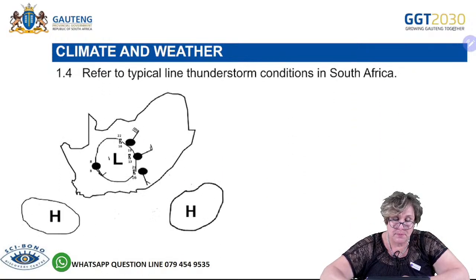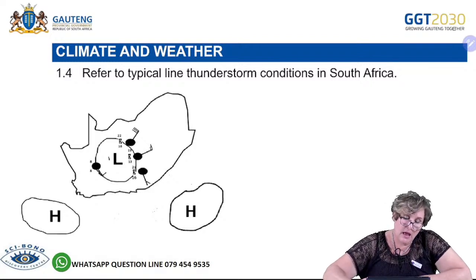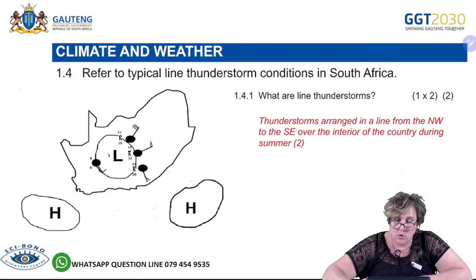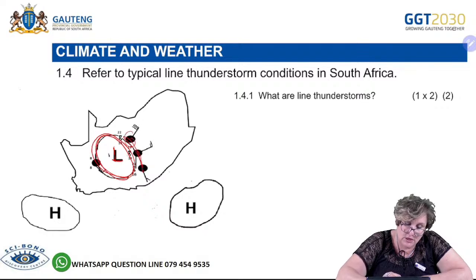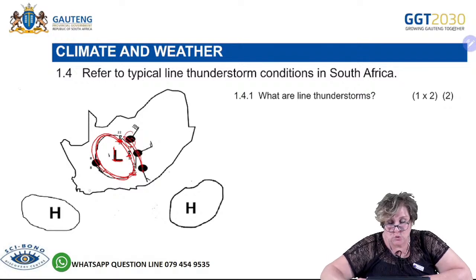1-4. Typical line thunderstorm conditions in South Africa. Why is it line thunderstorms? What are line thunderstorms? Just before I go to that, here's the evidence. My low pressure system over the country. Here I can see I have cloudy conditions. There are my symbols for thunderstorms.